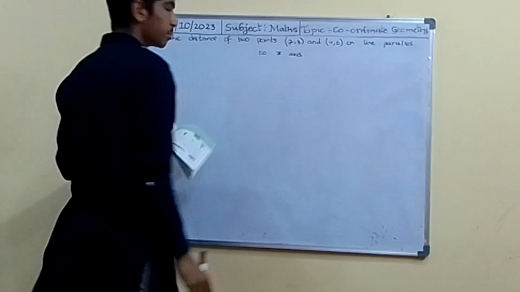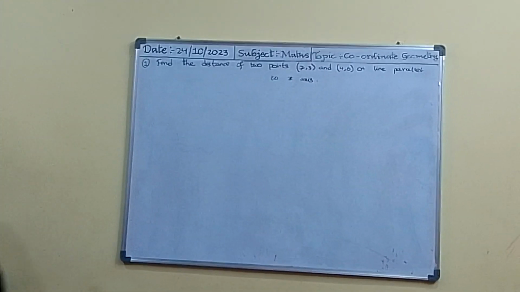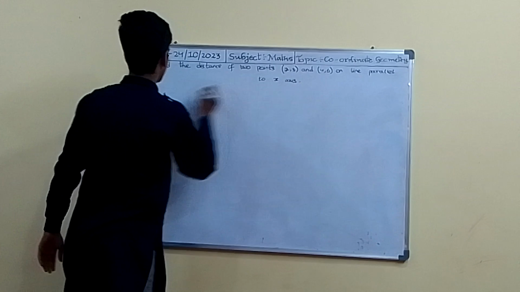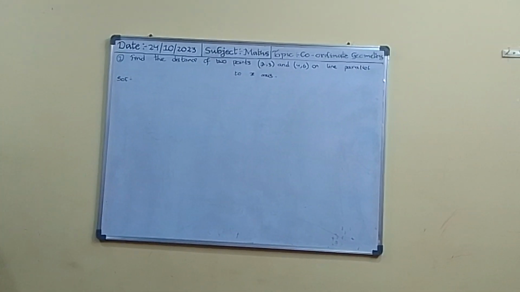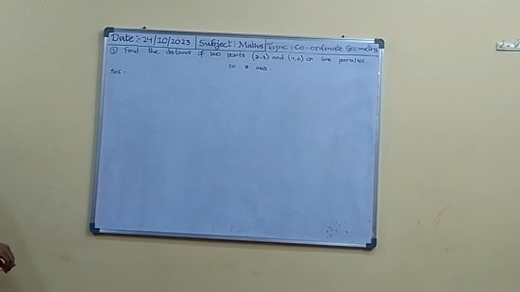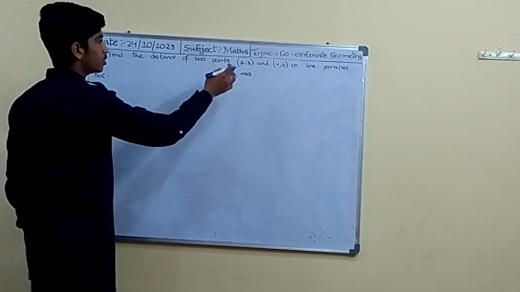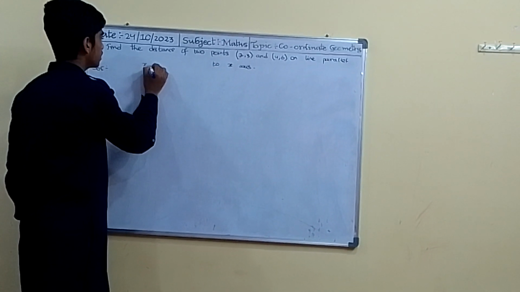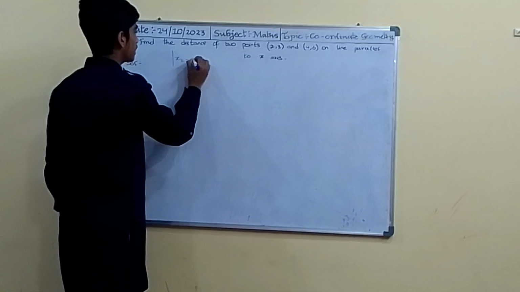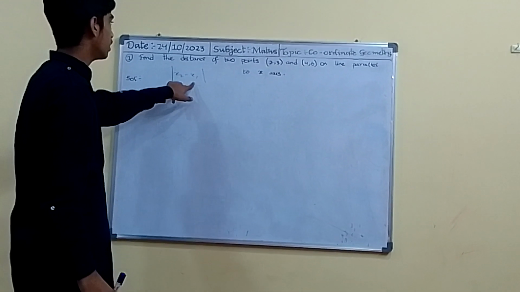It means the first formula is x2 minus x1, because here the question is parallel to the x-axis. X-axis means the formula is x2 minus x1. What is the formula for the distance of 2 points 2, 3 and 4, 6 on a line parallel to the x-axis? The formula is modulus of x2 minus x1. Again we have to find the values of x2 and x1.